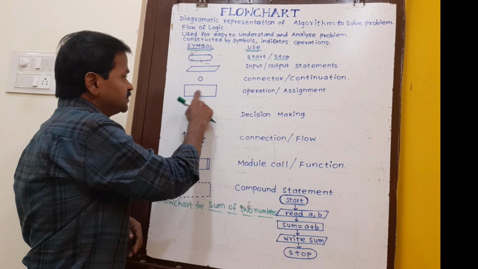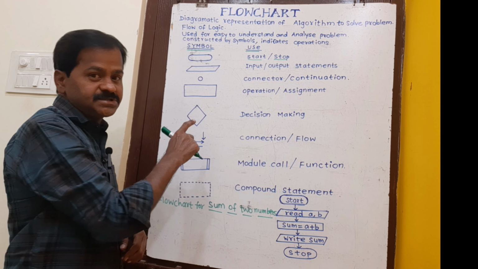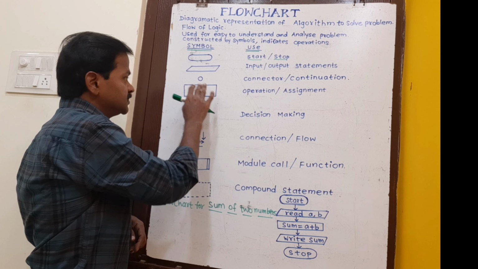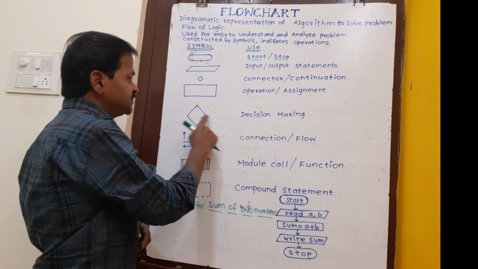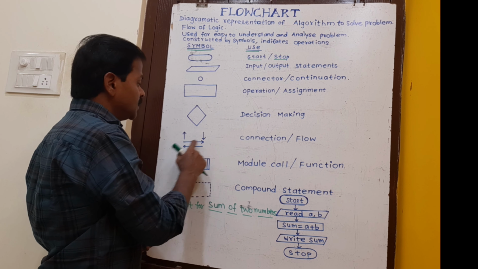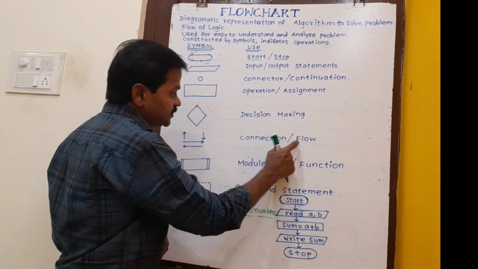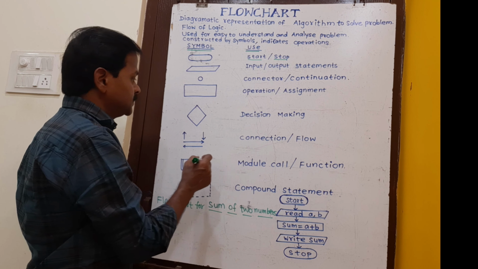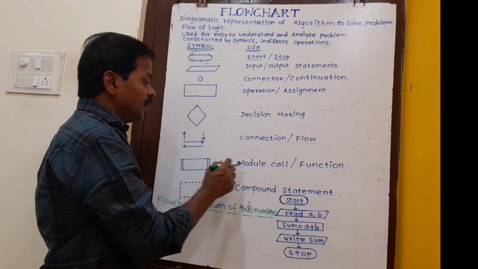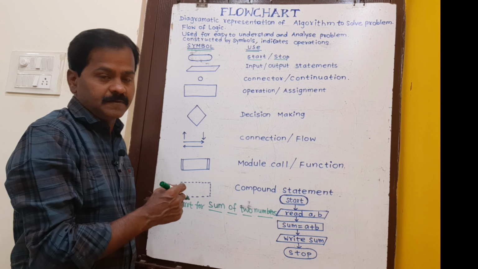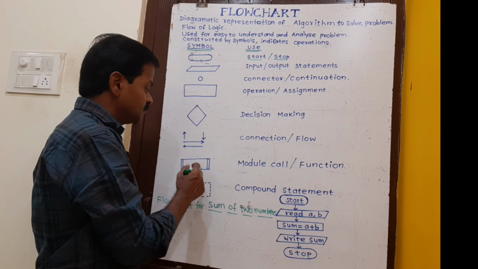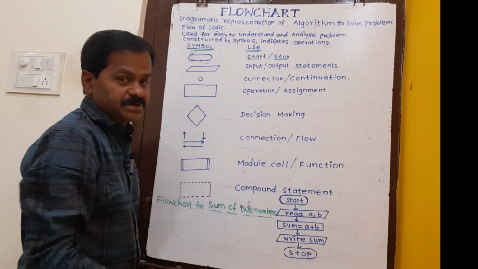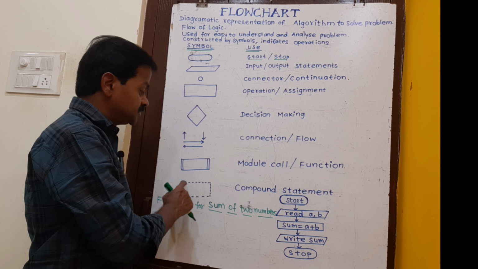Next, this is the operation or assignment. For example, C is equal to A plus B. Assignment operations will be written in this rectangle. Next, this is the decision making. The up arrow, down arrow, right arrow, and left arrow are used for connection or flow. You see here, the flow is going along this arrow, the sequence structure. Next, this is the module call or function, like printf and scanf. For those functions, we use this module call symbol. This dotted rectangle is for compound statements. We write the compound statements in this dotted rectangle.